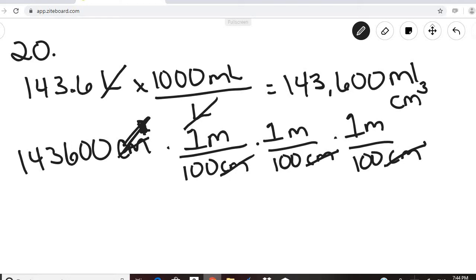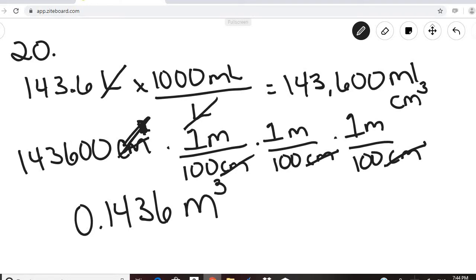So 143,600 divided by 100 divided by 100 divided by 100 will give us 0.1436, and our meters times meters times meters is meters cubed. And we started with 4 significant figures, and our answer has 4 significant figures.